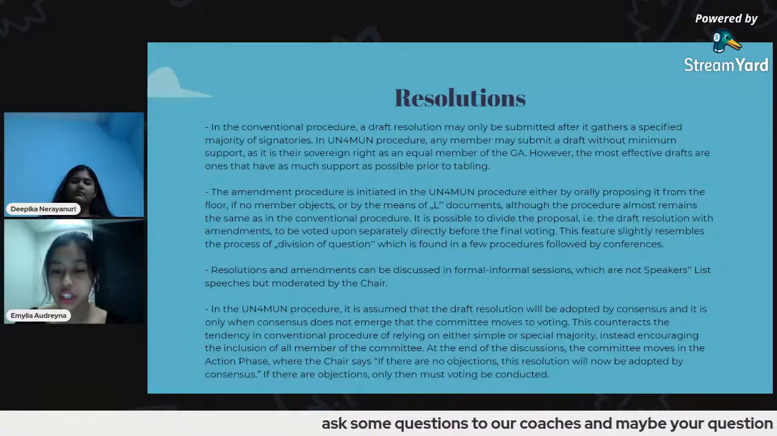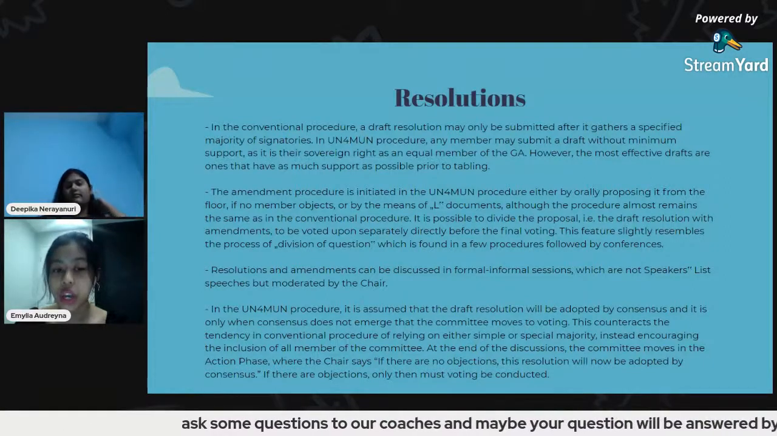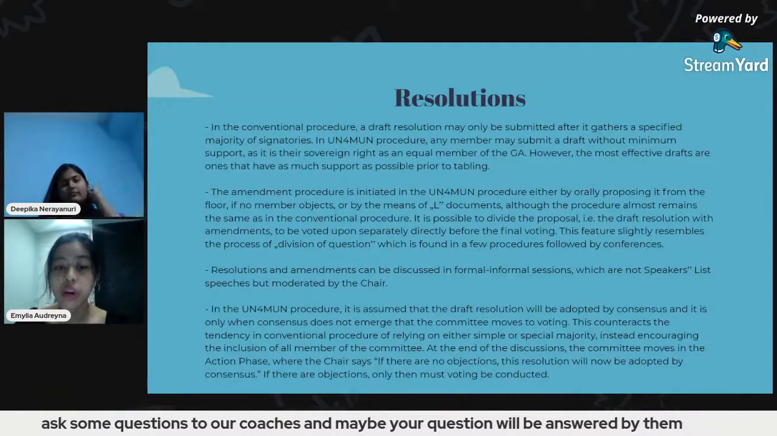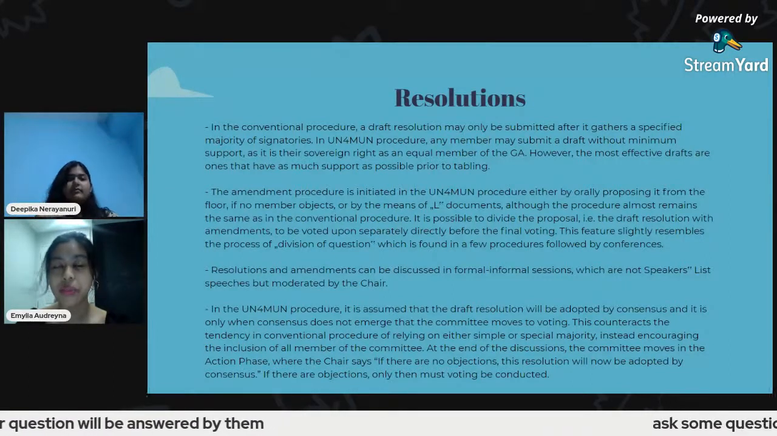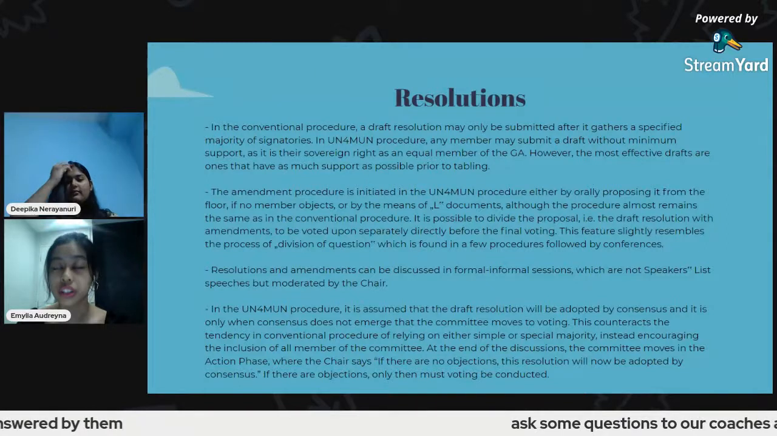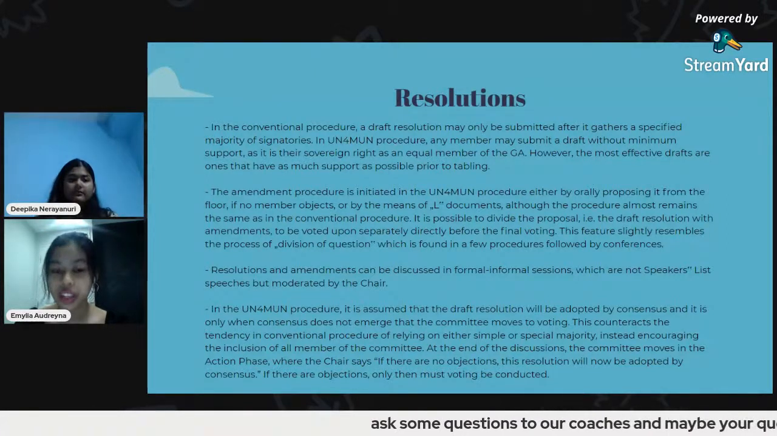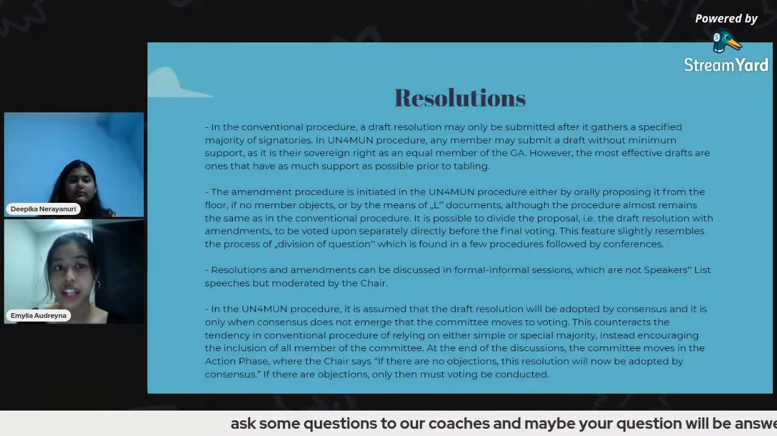At the end of discussions, the committee moves into the action phase, where the chairs will say, if there are no objections, this resolution will be adopted by consensus. And if there are objections, because the resolution does not fit your stance or anything, then a vote will be conducted.